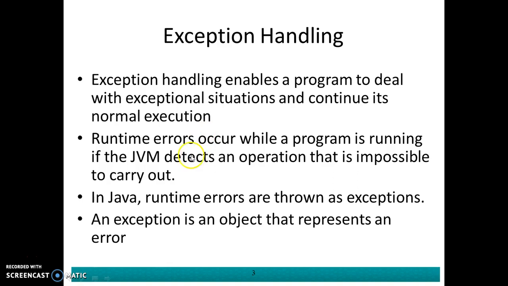A runtime error occurs while a program is running if the Java virtual machine detects that an operation is impossible to carry out. We call these errors exceptions, as I said. And in Java, an exception is actually represented by an object. It is an object that contains information about the error that occurred.